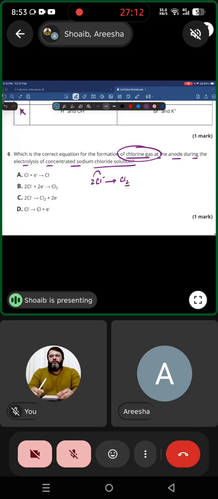This 2 will increase the charge. Charge means the number of electrons. So the electrons will become 2 here. So according to this, which equation is correct here? This equation number C is the correct answer here. Got it?